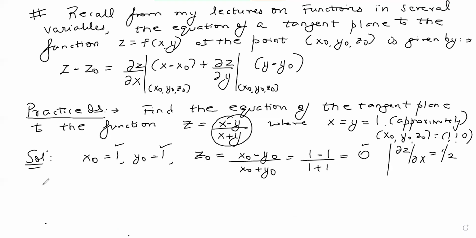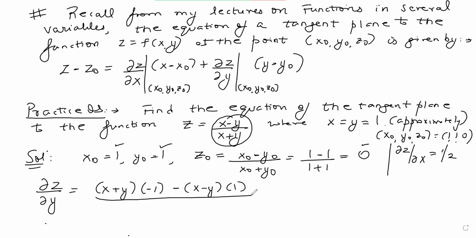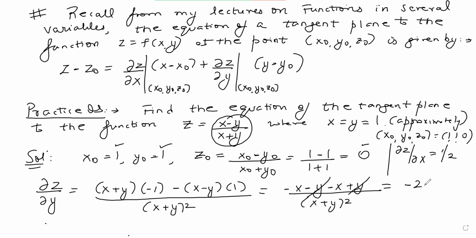For del z by del y also, guys, we use the quotient rule. So its denominator into the derivative of the numerator, which is minus 1 with respect to y partially, minus numerator into the derivative of the denominator, which is 1 with respect to y partially, over (x plus y) square. So this is minus x minus y minus x plus y over (x plus y) square. Minus y and plus y cancel out. I get minus 2x over (x plus y) square.